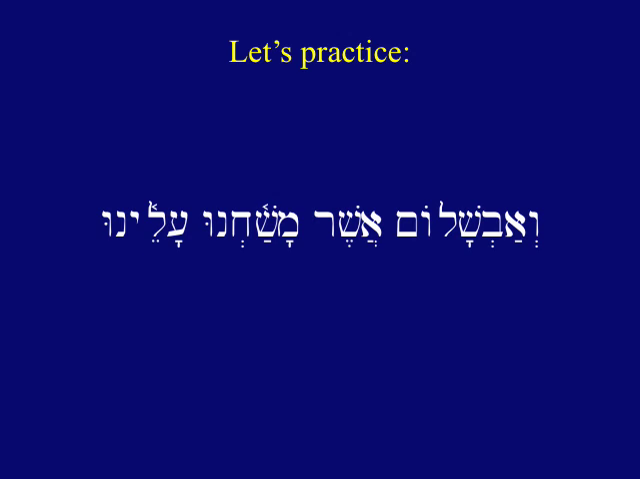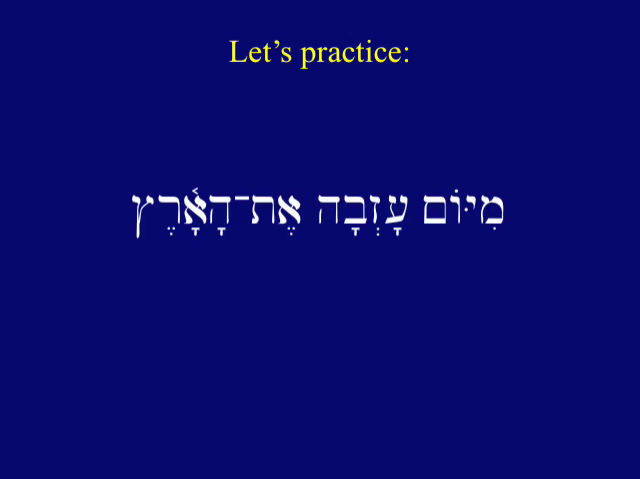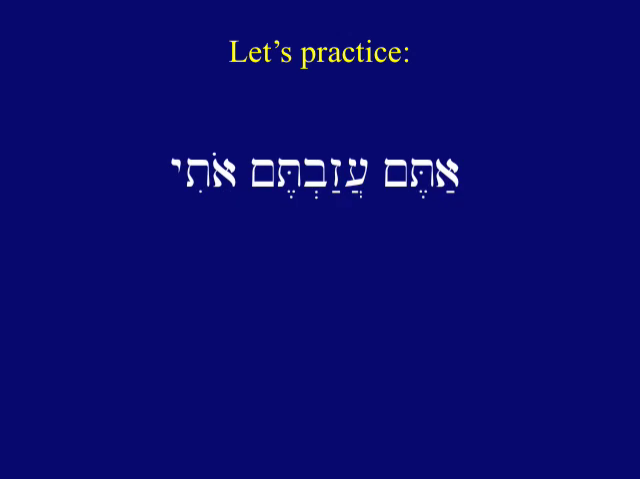Va'avshalom, personal name, Absalom. Va'avshalom asher mashachnu aleinu. But Absalom, whom we anointed over us. Mashachnu, we anointed. Miyom azava et haaretz. From the day when she abandoned the land. Azava, she abandoned. Atem uzavtem oti.